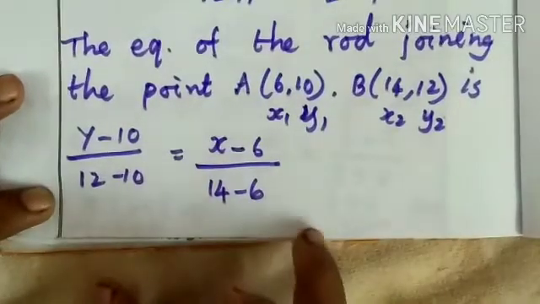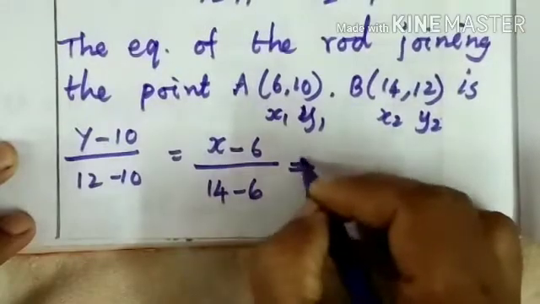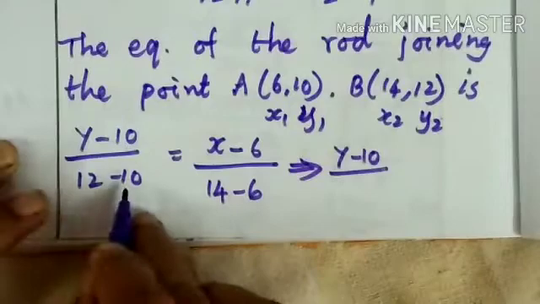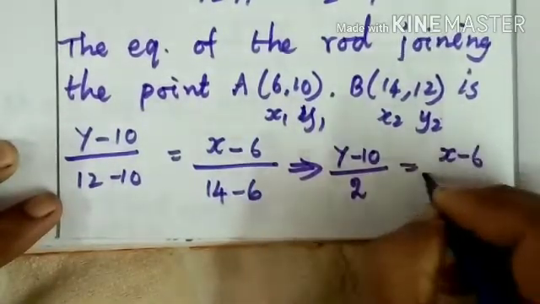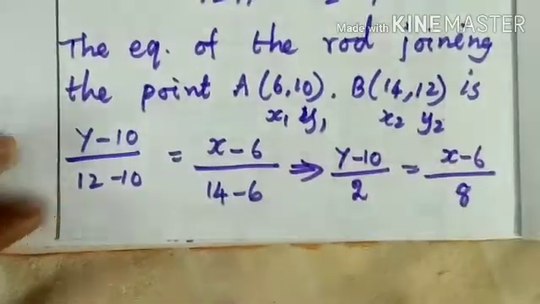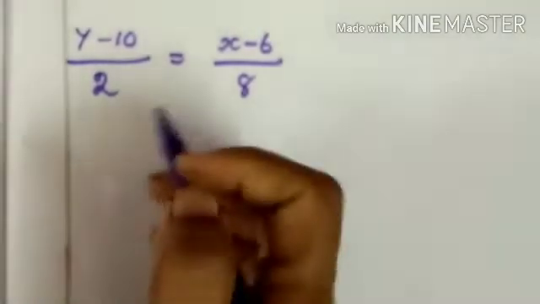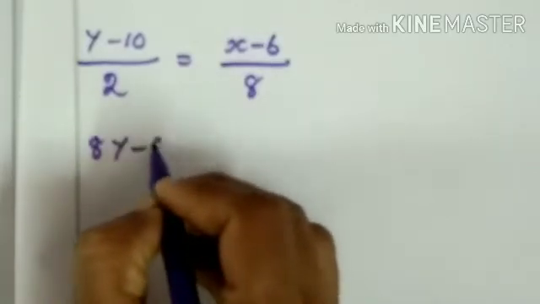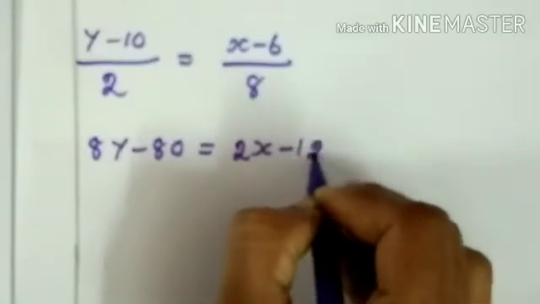Now, you have to simplify this, means we get y minus 10 by 12 minus 10, 2 is equal to x minus 6 by 14 minus 6, 8. Now, take down and write the previous step. Now, you have to cross multiply this, means we get 8y minus 80 is equal to 2x minus 12.